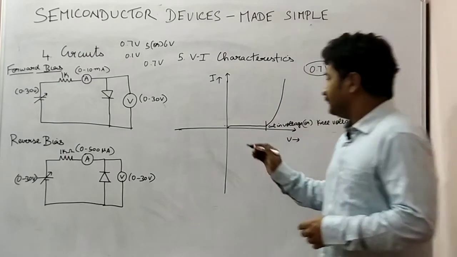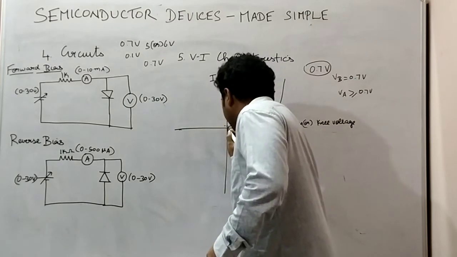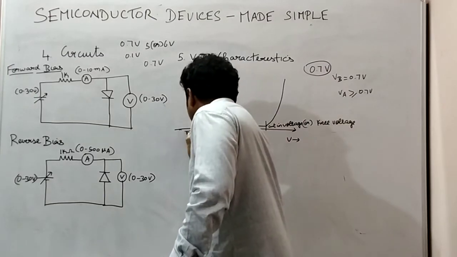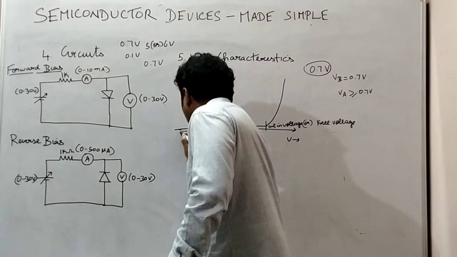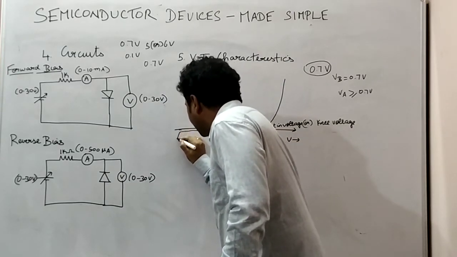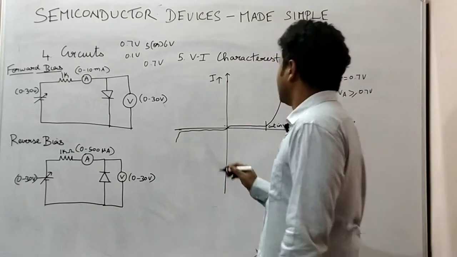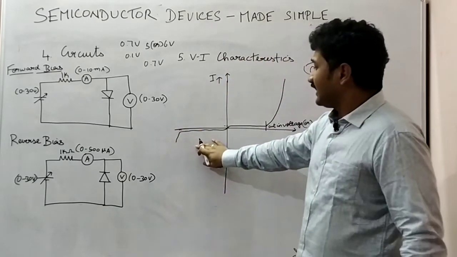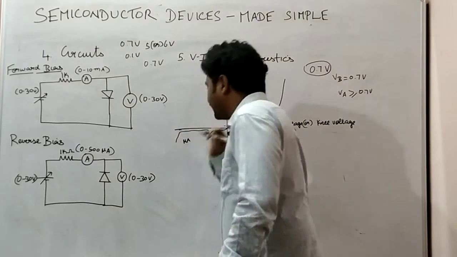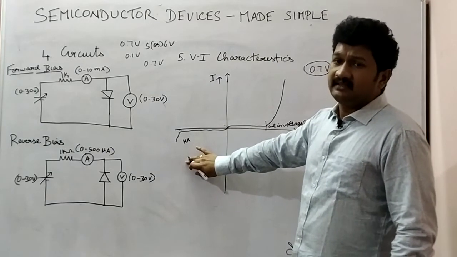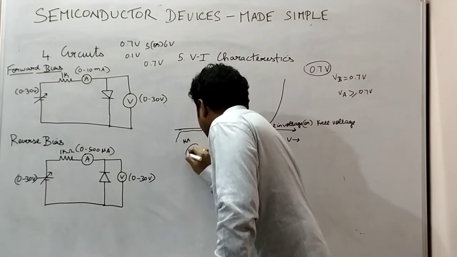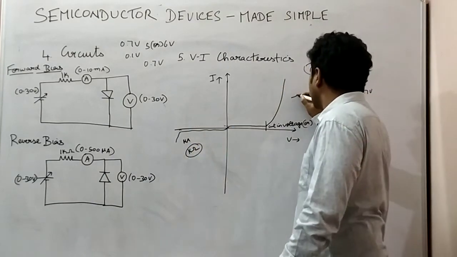But in reverse bias, I am increasing the voltage from 0 up to a maximum of even 25-30 volt. After a certain point, the diode breaks down and a very minimum current is produced. That minimum current will be in terms of microamps. So this shows that the reverse resistance of the diode is very high, in terms of kilo ohms. The forward resistance will be very low, in terms of ohms.